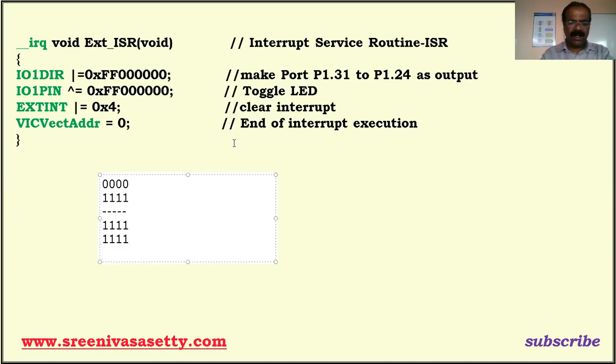Then here, 1 exclusive OR with 1, 1 with 1, 1 with 1, 1 with 1. Therefore, you'll get 0000. It means if a bit is 0, it's going to make it 1. If it is 1, it's going to make it 0. If it is 0, once again it makes it 1. Therefore, it's toggling. If it is off, it's going to make it on. If it is on, it's going to make it off. So that is the meaning of this particular statement.